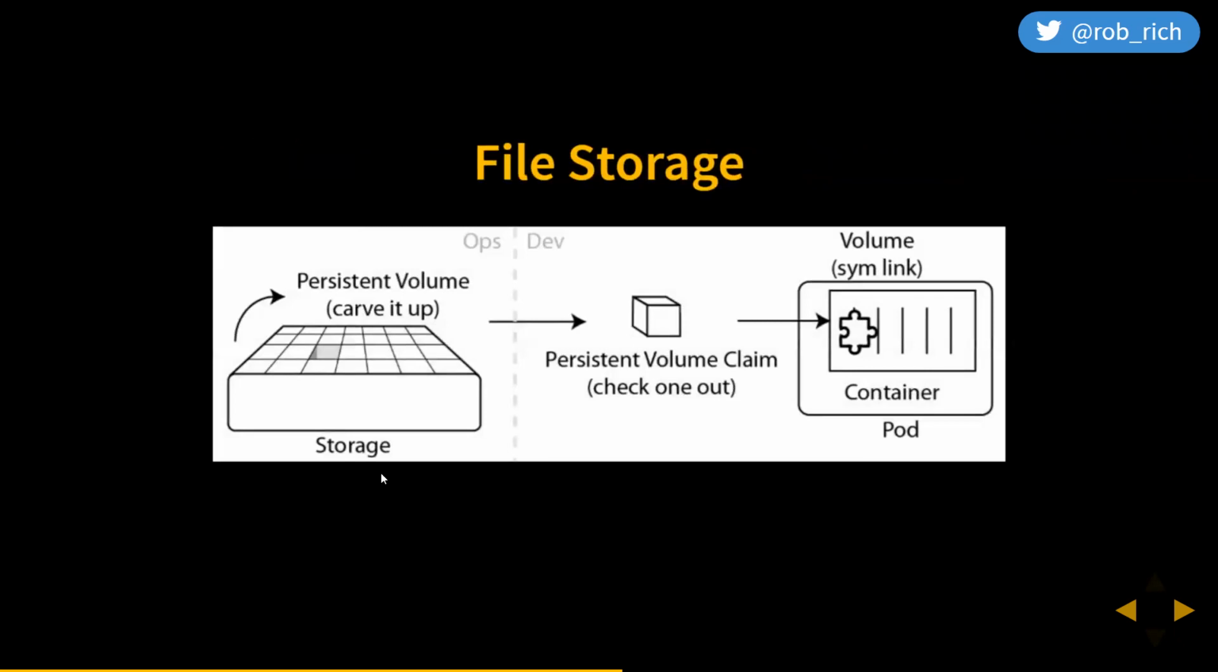So we have those pieces: storage, carved up into persistent volumes. We'll claim one of them and map it into the container as a volume. Ops gets to own this side. Dev gets to own this side. Any questions so far on volumes?